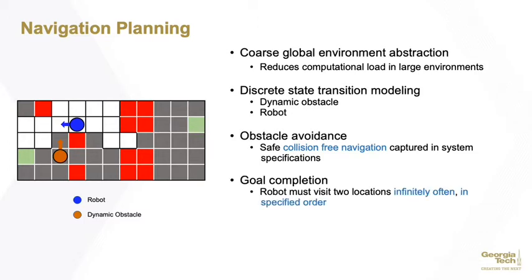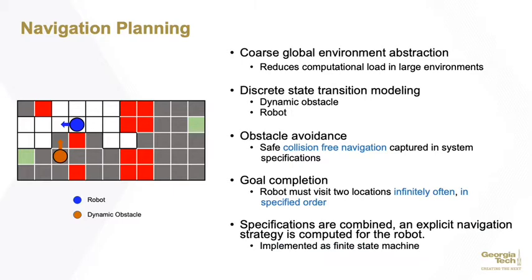The robot must visit goal states infinitely often in the correct order. We combine the environment abstraction and safety and goal specifications to synthesize a planner which is then implemented as a finite state machine.